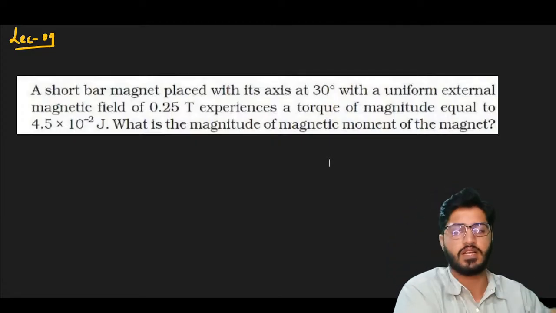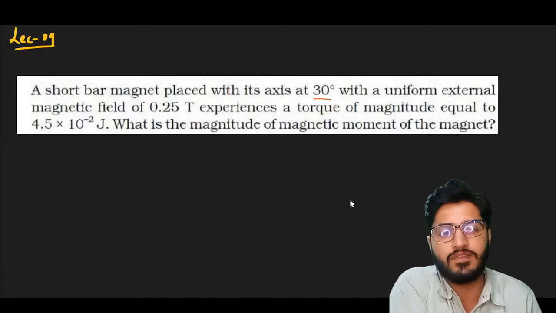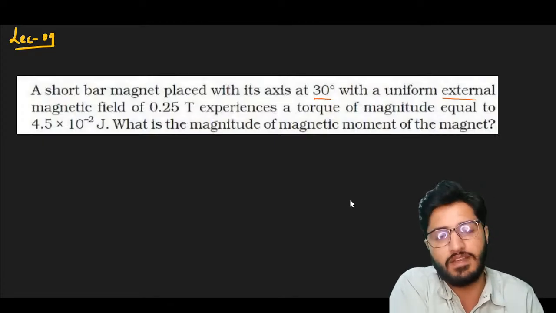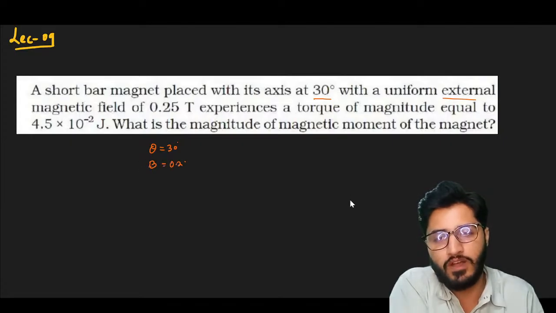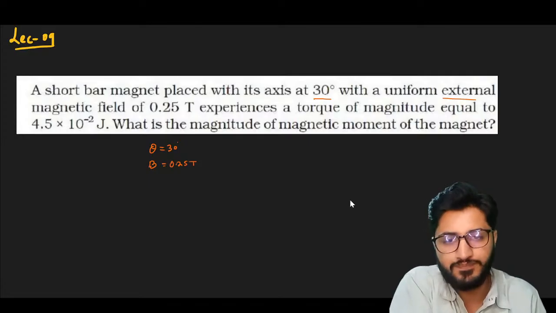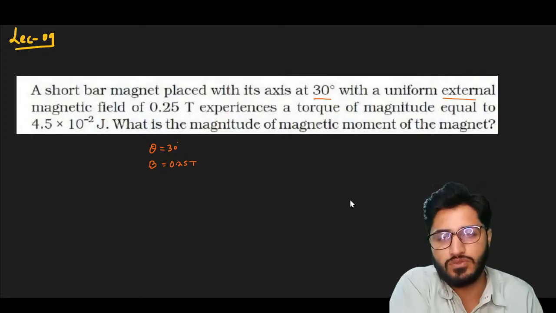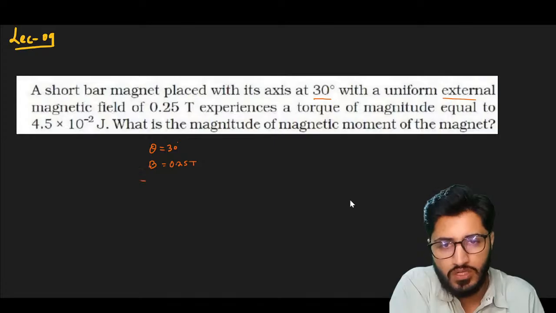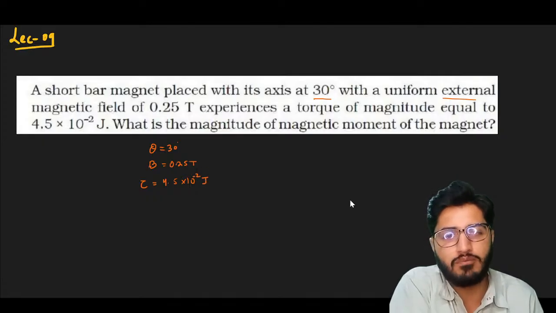So let's start now. As you can see, what we are having is a short bar magnet placed with its axis at 30 degrees with a uniform external magnetic field. So what is given to us? Theta is 30 degrees and magnetic field B is given as 0.25 Tesla. It experiences a torque of magnitude equal to this much. So torque is also given to us and it is 4.5 times 10 to the power minus 2 joules. What is the magnitude of the magnetic moment of the magnet?